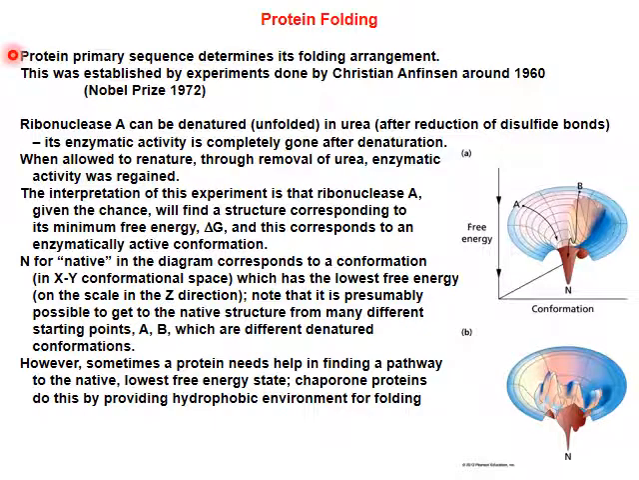So the key thing to remember is that the primary sequence determines its folding arrangement. In other words, it's the sequence itself that will determine the protein's folding arrangement. And for some proteins, you don't need assistance by other molecules, other proteins, but some proteins you do. This fact of the primary structure being important was shown by Christian Anfinsen around the 1960s, and he was awarded the Nobel Prize in 1972 for his work.